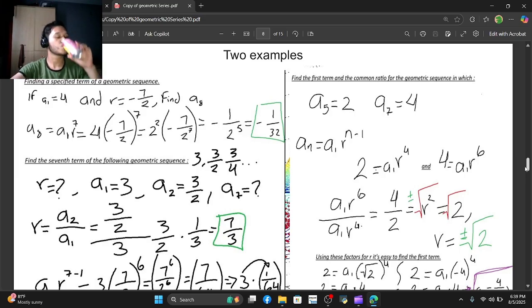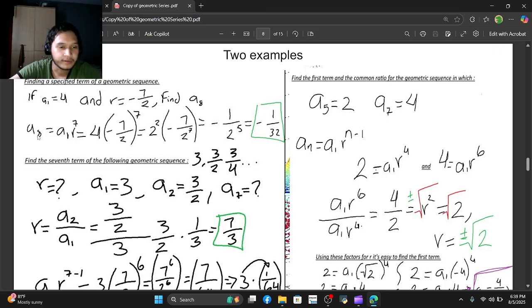Let's do three examples. Let's do it fast, okay? Find a specified term of a geometric sequence. We know the first term. It's 4. We also know the ratio, so this is good. We don't have to take any two numbers to divide and get the ratio. But we have to find the eighth term in the sequence.